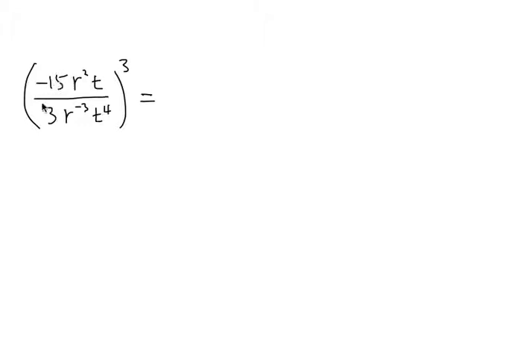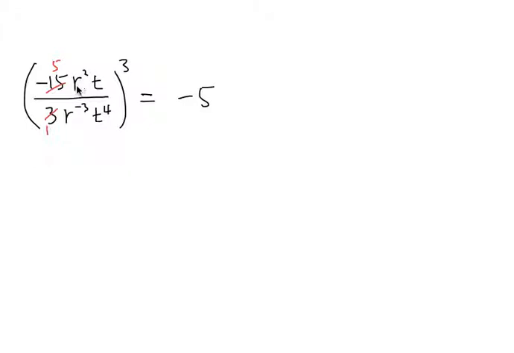Here we have 15 over 3, so we can reduce the fraction first. This is going to be 1, and this is going to be 5. 3 goes into 3 once, 3 goes into 15 5 times. And then this is negative, so altogether we have negative 5 right here.